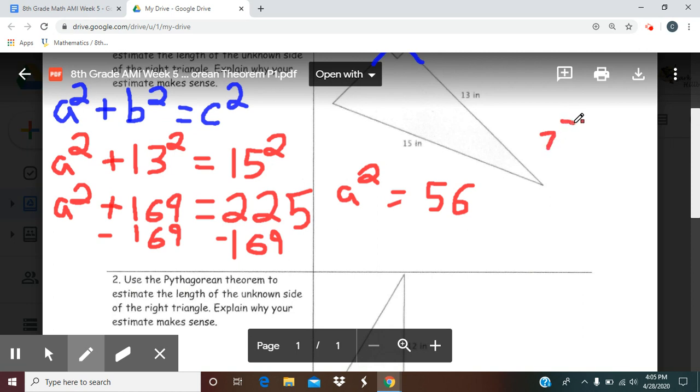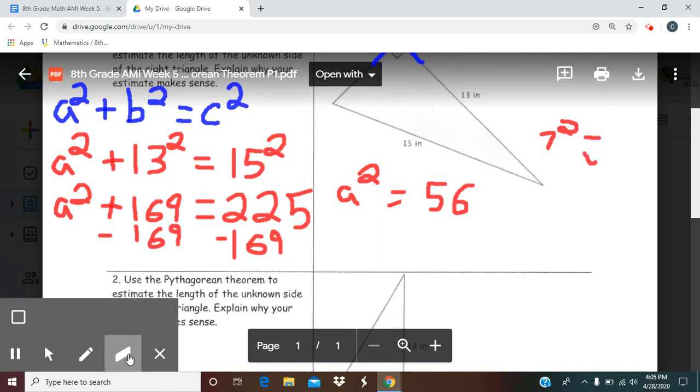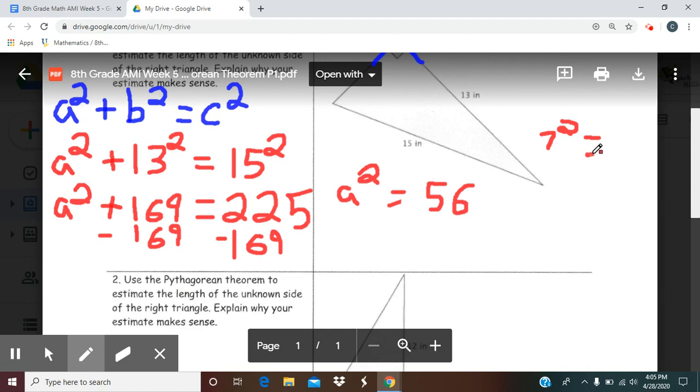I know this fact right here. Sorry, working with this new touchpad here is a little difficult. And then 8 squared is 64. The number 56 is in between both of these numbers.